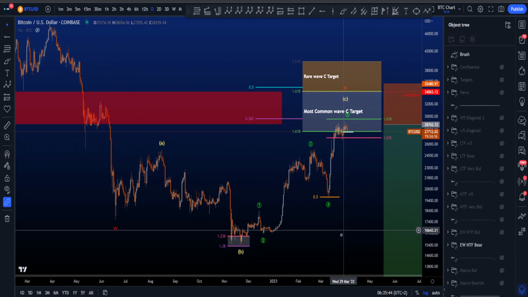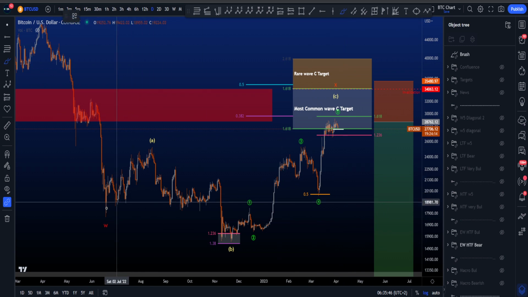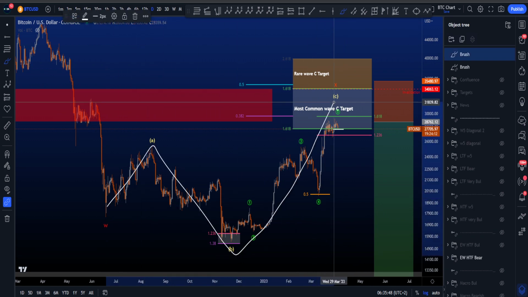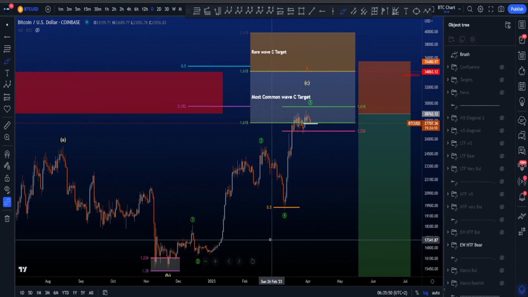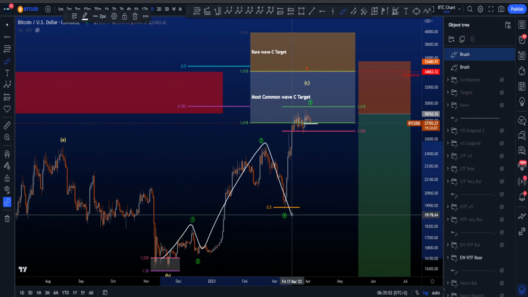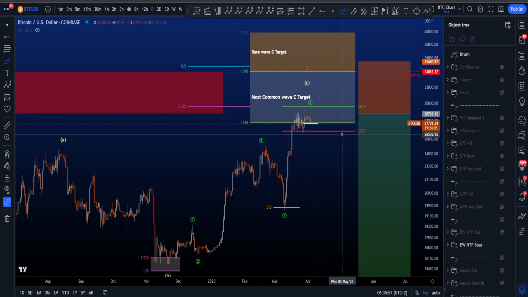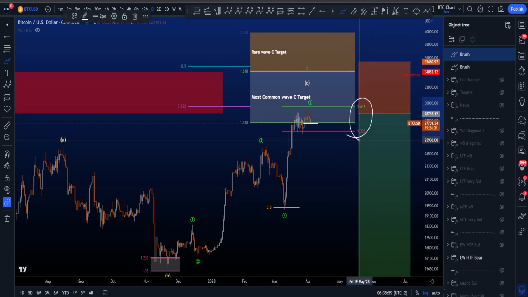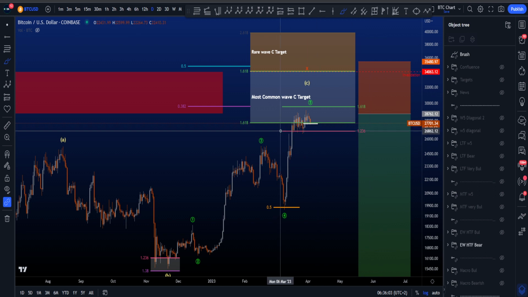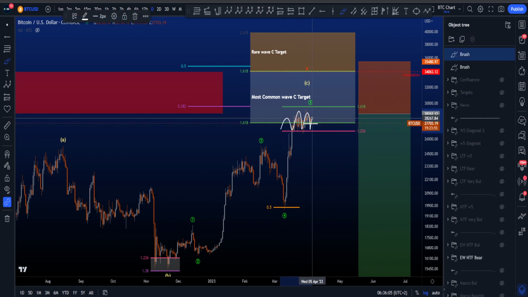Inside of this wave X, we then have an expanded flat, which is an A, B, and then an impulsive C to the upside in 5 waves, which for me is a 1, 2, 3, 4, and then over here being 5. Now looking at this scenario, wave 5 most common target is between the 1.236 and the 1.618, and currently price has been ranging in here for many days.